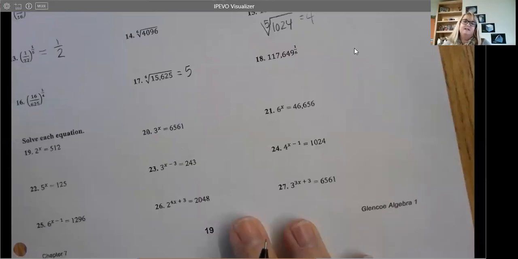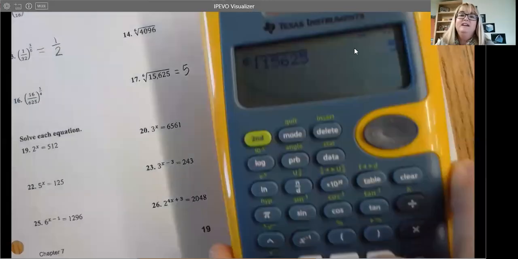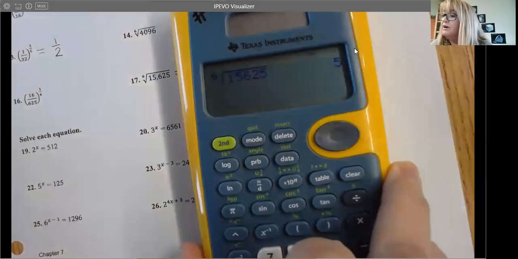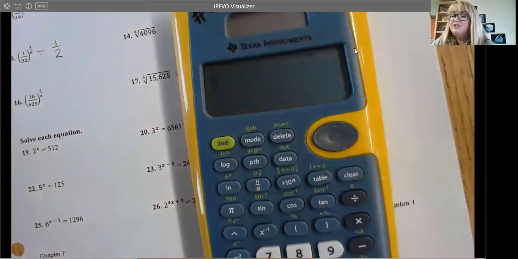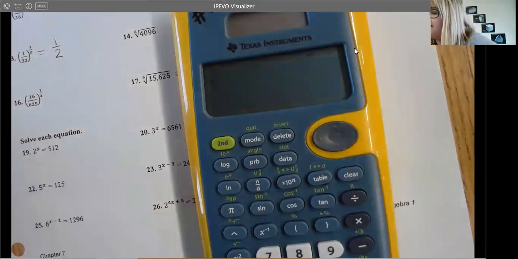The bottom part is a little bit different. It is solve each equation. So you are going to figure out what the exponent is. What I would do, to be quite honest, is just guess and check. I have tried to kind of figure out how to do it without guess and check, and if there's a way, I don't know what it is. So we're going to guess and check. So 2 raised to what power is 512? So I will just try 2 raised, let's say, to the 4th power. I know that that's not it, is 16.